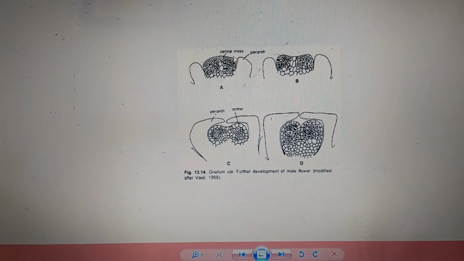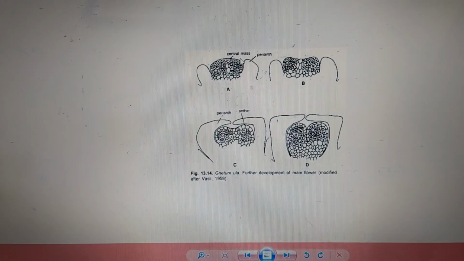So this was a description regarding the development of the male flower in the case of Nitella.